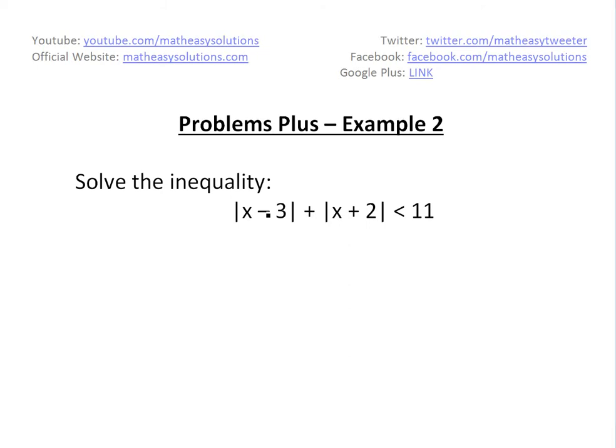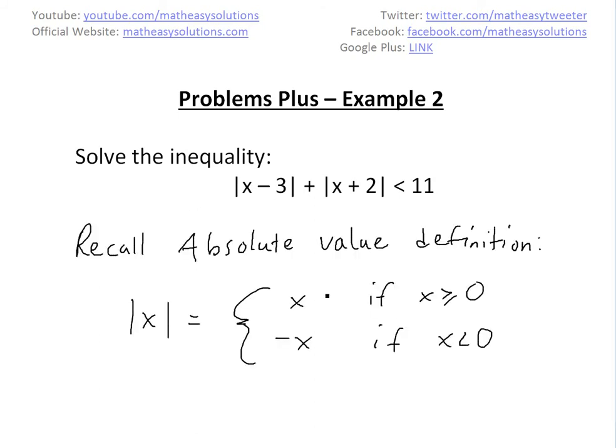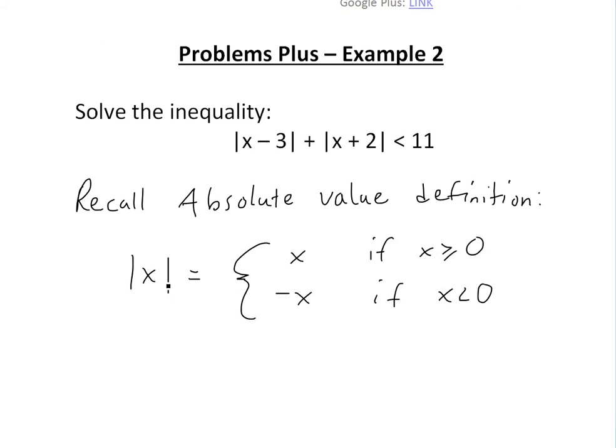Absolute value of x minus 3 plus absolute value of x plus 2 is less than 11. This one is pretty tricky, but first thing is to just recall what the absolute value definition is. You can see a video link below for more info on this, but basically absolute value of x equals x if x is greater than or equal to 0, and it's equal to negative x if x is less than 0, so it's always positive.